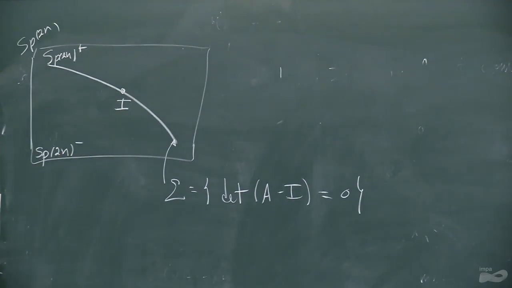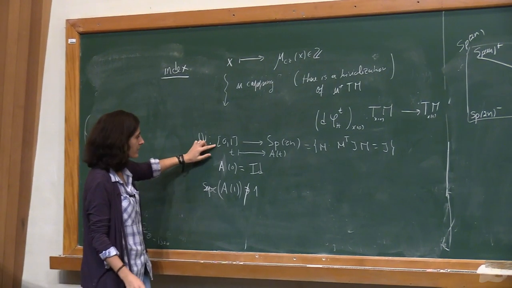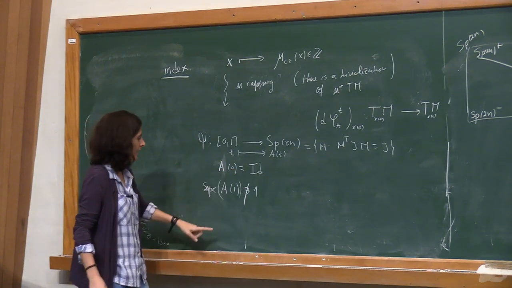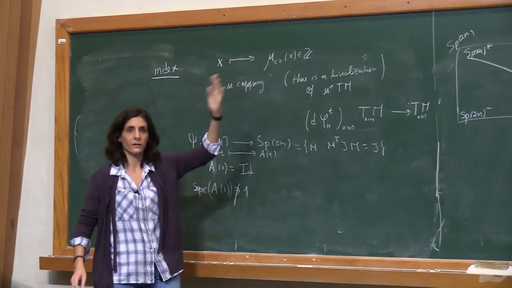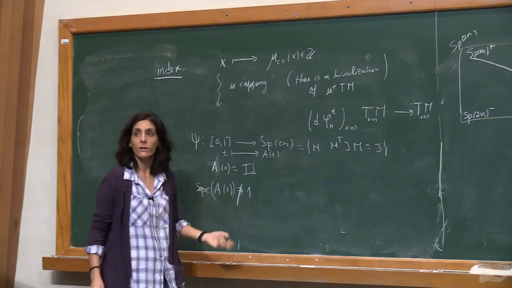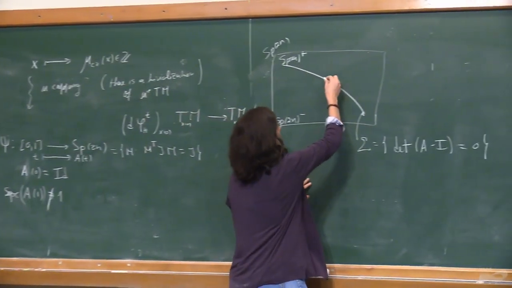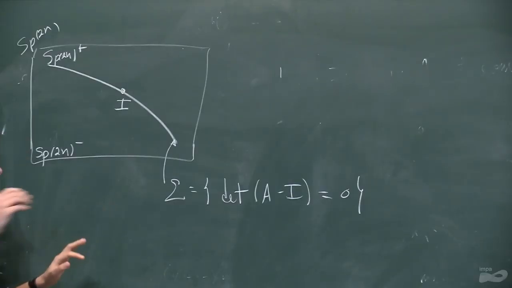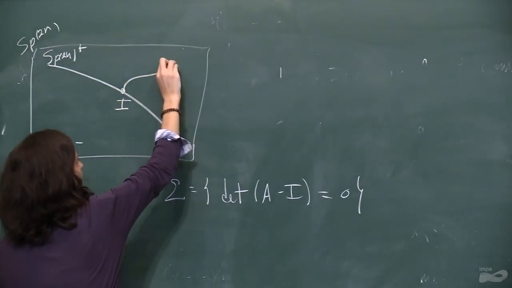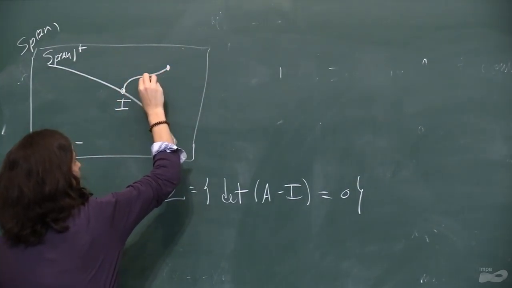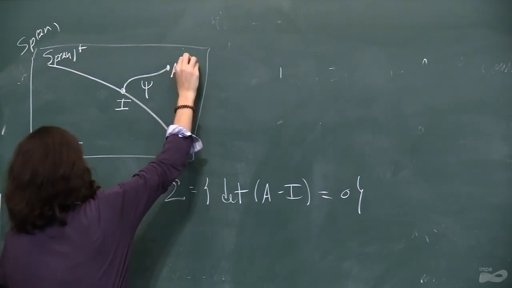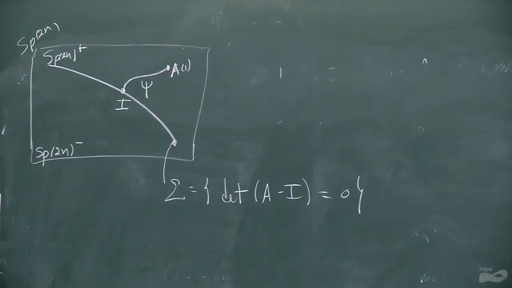So now let's look at this path. This path starts at the identity and ends in one of these connected components, not in sigma, because 1 is not an eigenvalue. So the path could do weird things. I'll draw it here just like this. So this is my psi, and it ends here at this matrix A of 1. Okay.